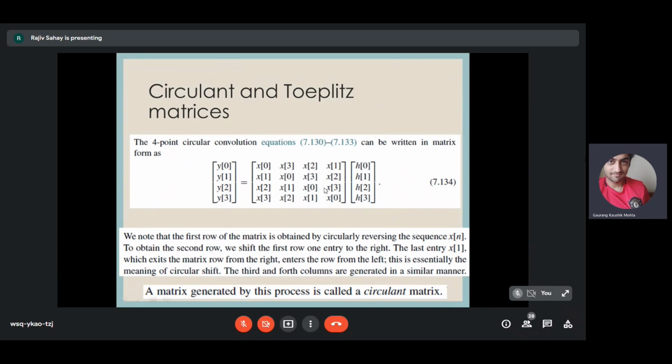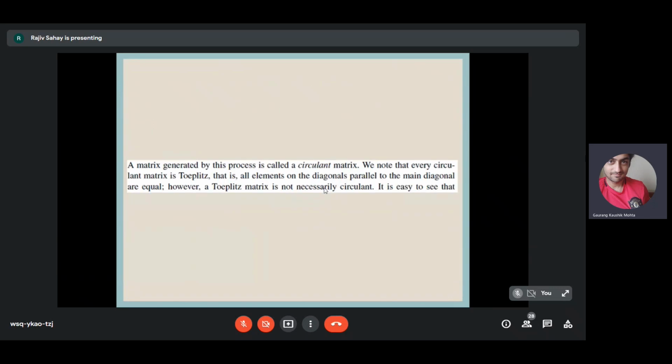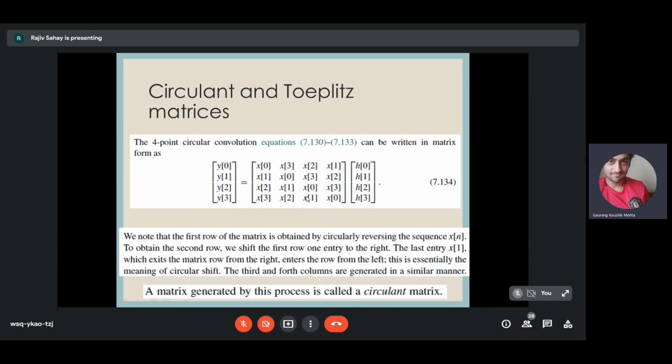So this is the final slide. With this, I come to the conclusion of the course. Important property to note is that every Toeplitz matrix is not circulant, but the reverse is true. Every circulant matrix is Toeplitz. But a Toeplitz matrix need not be circulant.